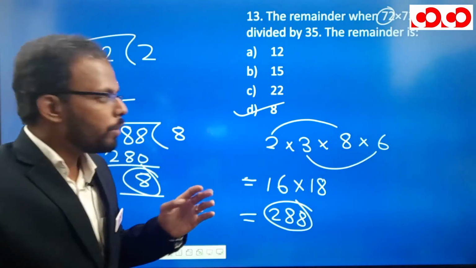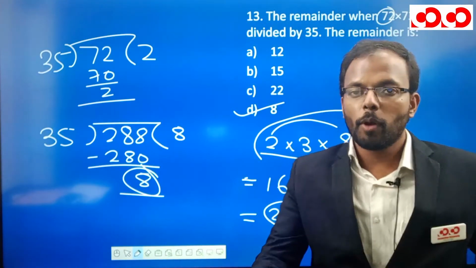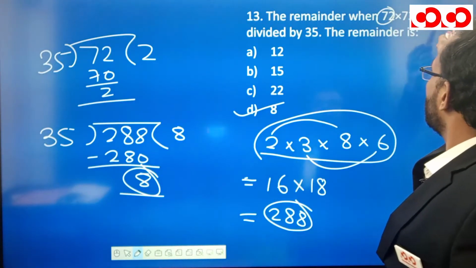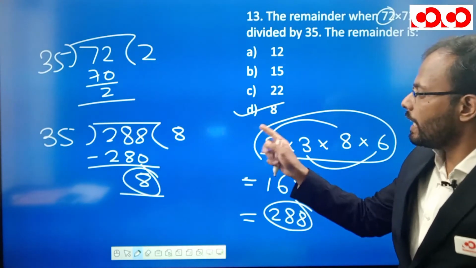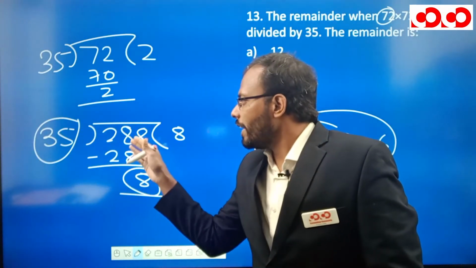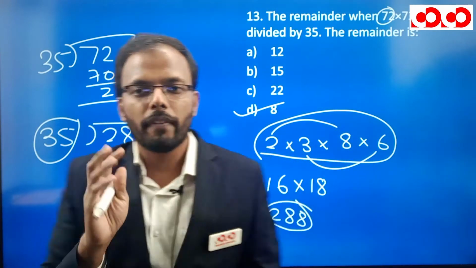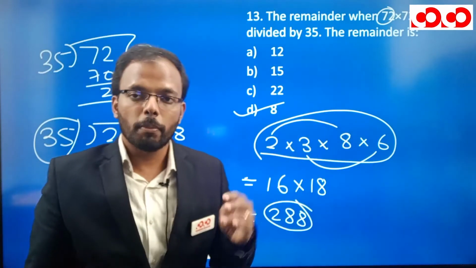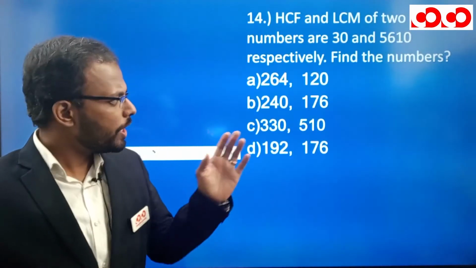So what we are doing over here is we are taking out the remainders and we are doing the same operation which is over here, multiply. We have multiplied it all and we got 288. But any remainder cannot be greater than the divisor. So again we have to divide it, and when we divide it we see that 8 is the remainder, and that is going to be our remainder when we divide that huge number by 35. Let's move on to the next question. So here is the next question.